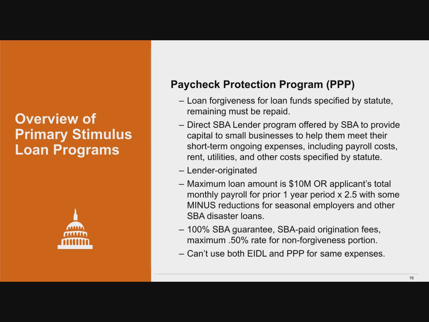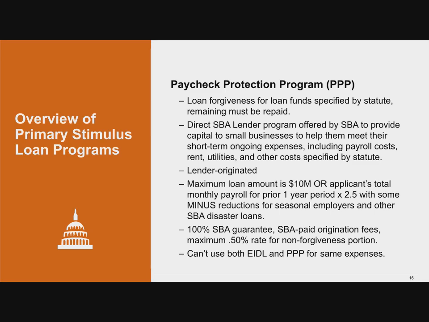So again, this loan, like the regular 7A loan, is a direct loan from your lender. From the 2,000 active lenders that are here in the United States, they've also empowered just about any financial institution or credit union to offer this program. There is a loan forgiveness function, which makes this a very, very attractive feature. And it's, again, designed for payroll and short-term ongoing expenses, rent, utility, and other costs specified by statute.